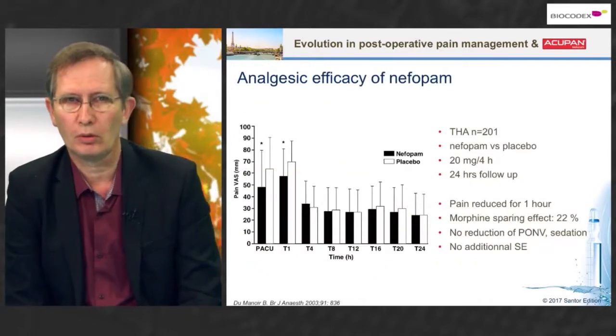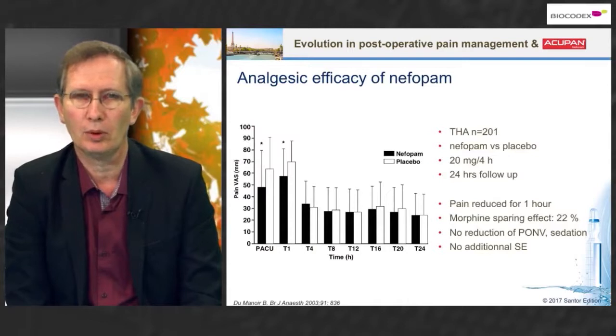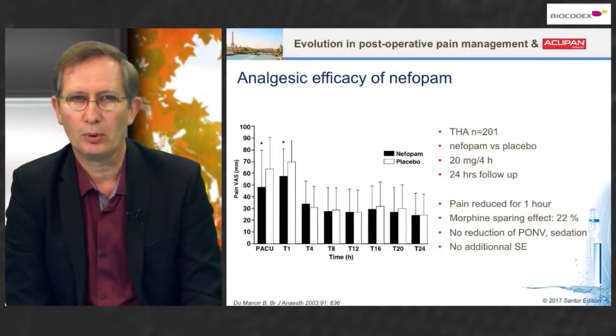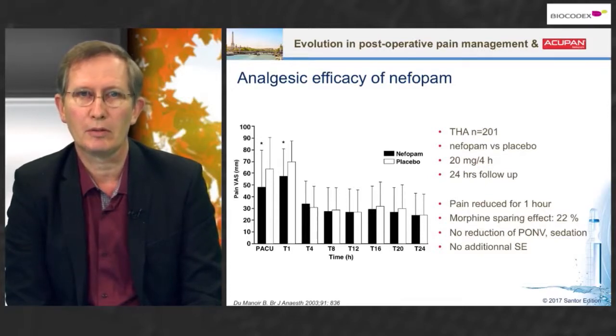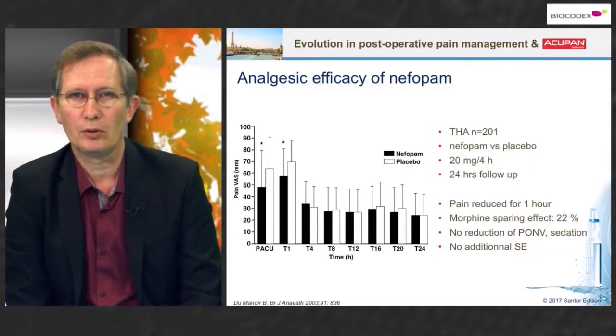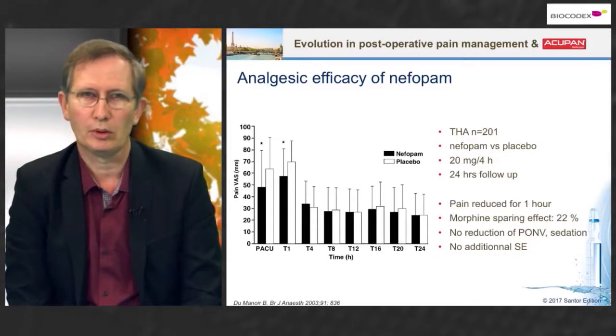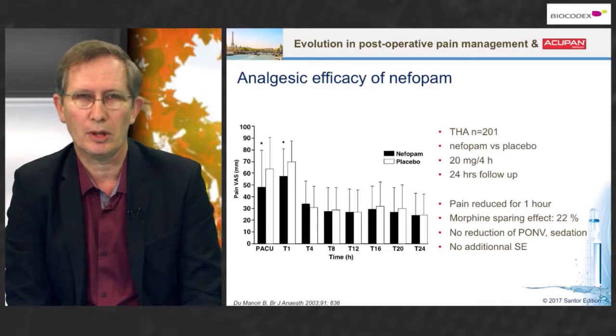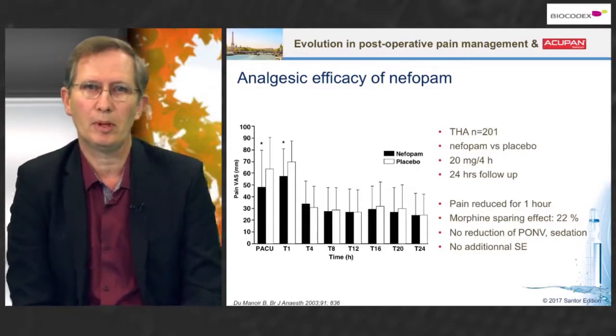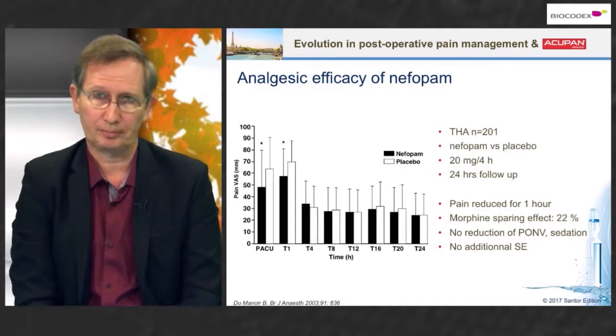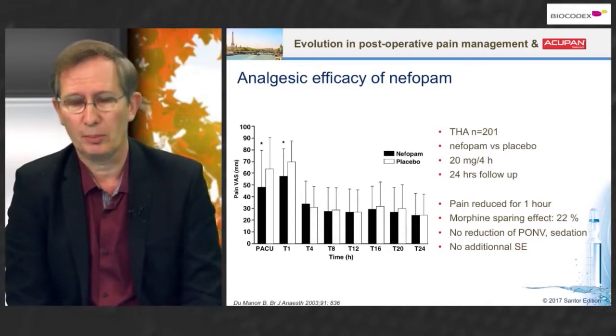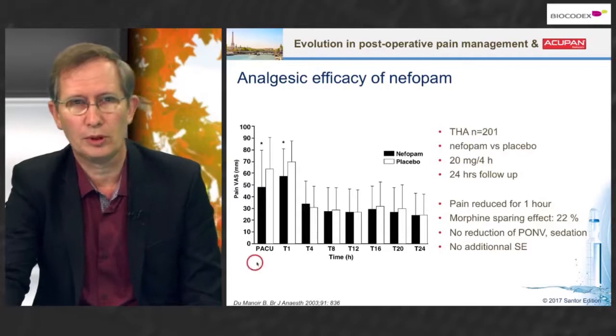So what about the global effect of Acupan when it's combined with opioid in major surgery? That's the largest published study describing the impact of nefopam in major orthopedic surgery. It's total hip arthroplasty. There were 200 patients included in this study, and the comparison was between nefopam 20 milligrams every 4 hours and a placebo, and the patients were followed up for 24 hours.